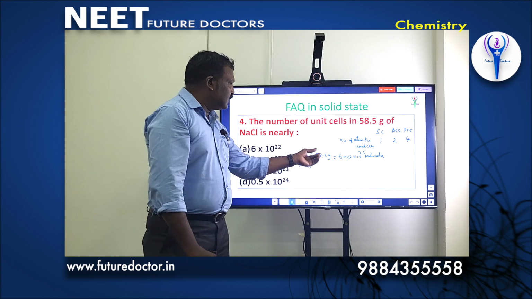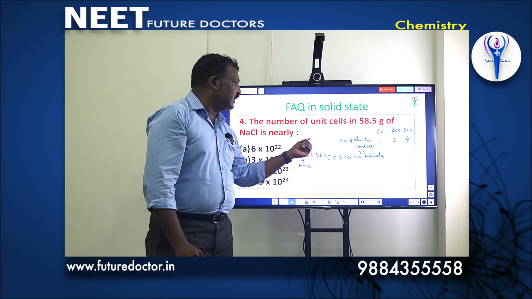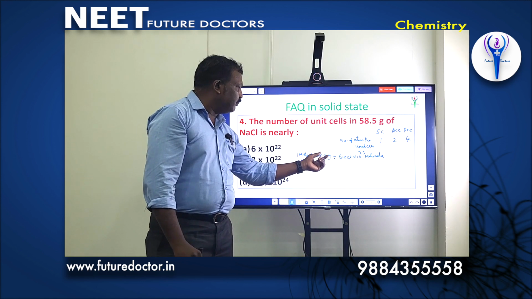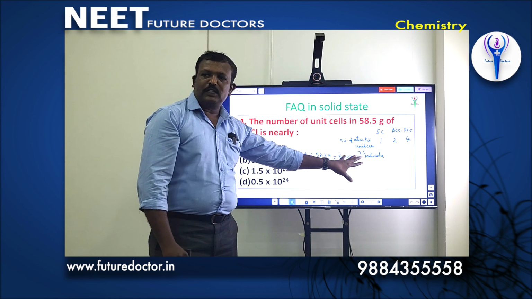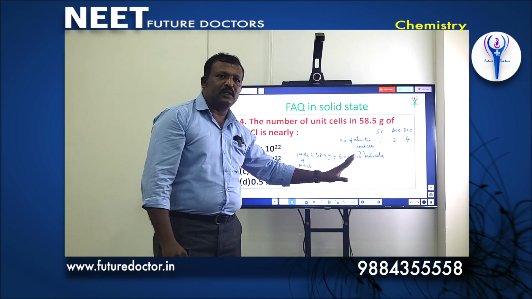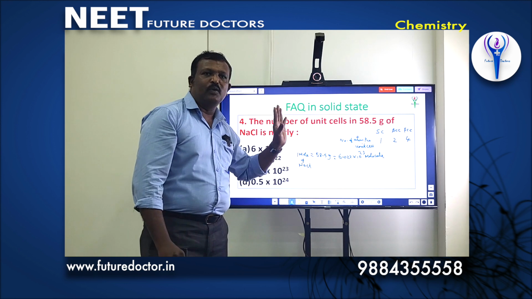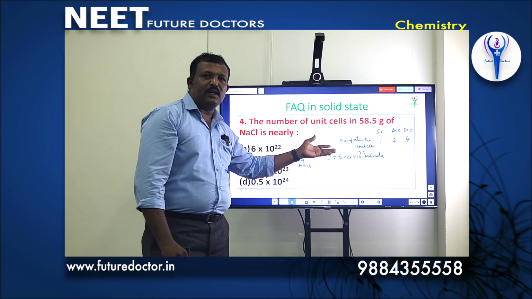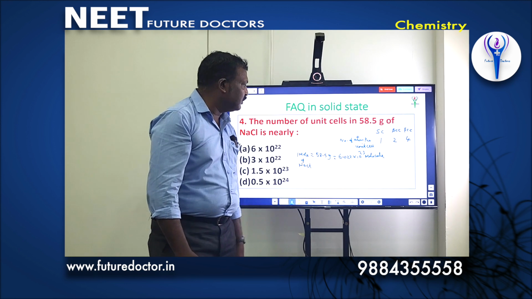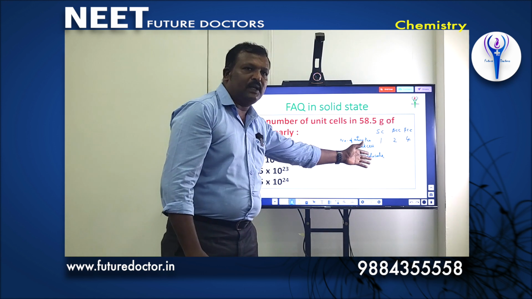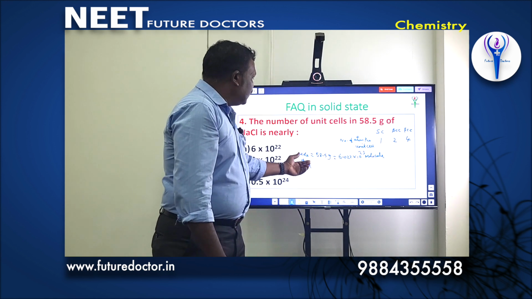1 mole means you must know nothing but 58.5 gram. That 58.5 gram contains 6.022 × 10^23 molecules. You can take any 1 mole, it may be sodium chloride or calcium chloride or anything. This is a statement: this number of particles is present in 1 mole of sodium chloride.